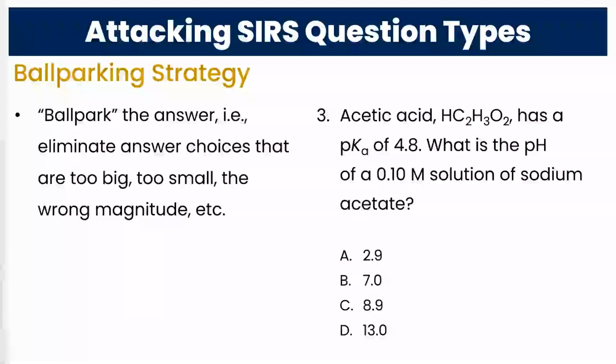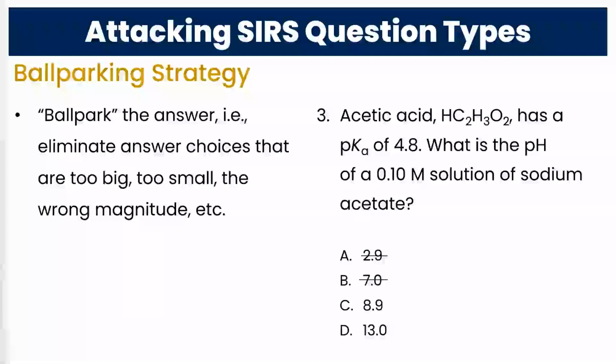Which two answers cannot be correct? Just absolutely cannot be correct for this question, if that is a base. The pH cannot be 7. The pH cannot be 2.9 if this is a solution of base. Didn't have to do any math to do that.